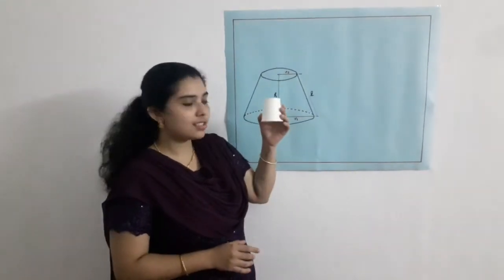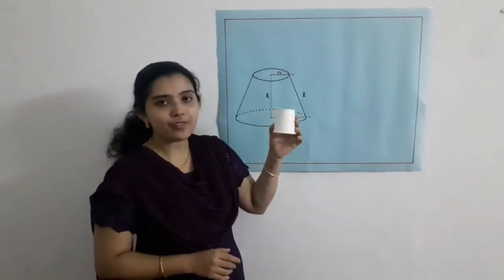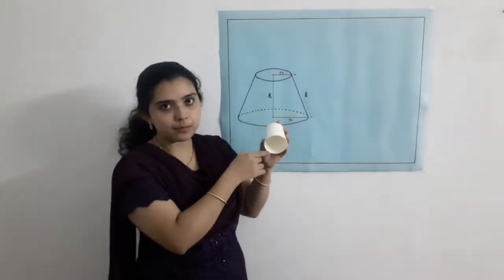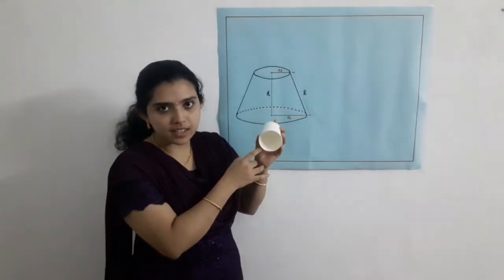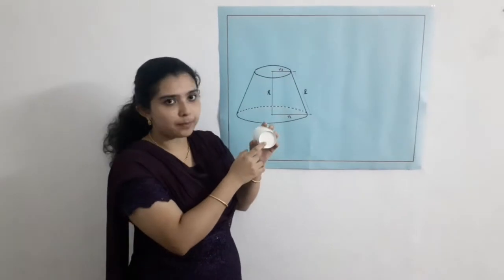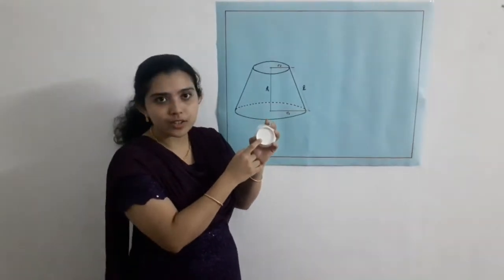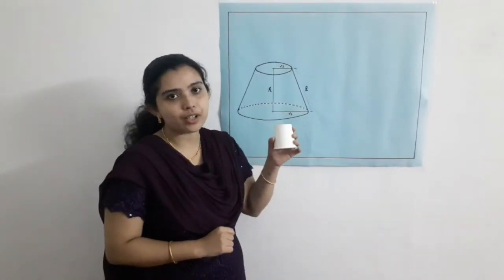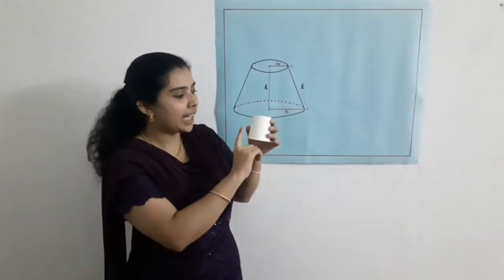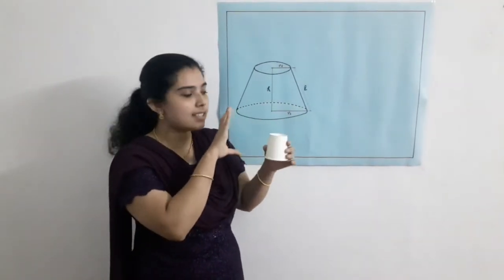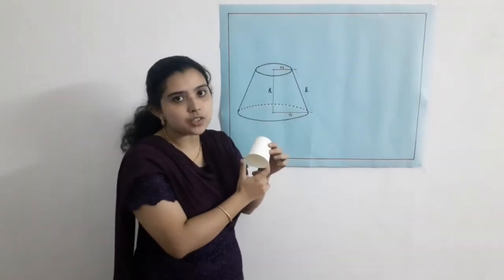Now we can consider this glass. This is a real life example of the frustum of a cone. Now we can consider the base part. Then what is the shape you can see here? Yes, it is circle in shape. Now consider the upper part. The upper part is also in a circular shape. That means the end parts of the frustum of a cone are circles. And it also has a curved surface. That means a frustum has two circles and a curved surface.